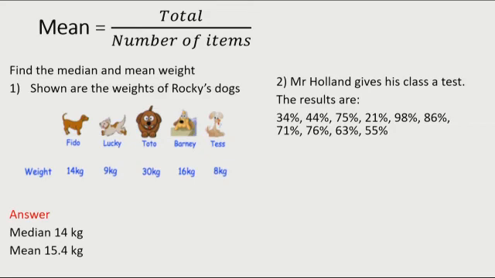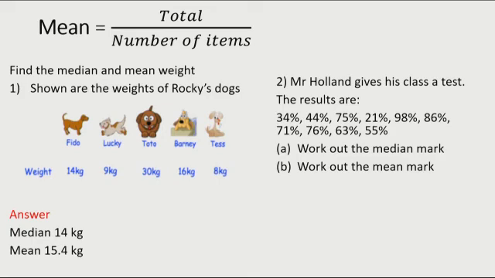Mr. Holland gives his class a test. The results are given below. So what is the mean result? So you've got 34, 44, 75, 21, 98, 86, 71, 76, 63, and 55%. That means that the test was out of 100. Okay? So work out the median. We're doing the median because we're just practicing it. Work out the median and then work out the mean.